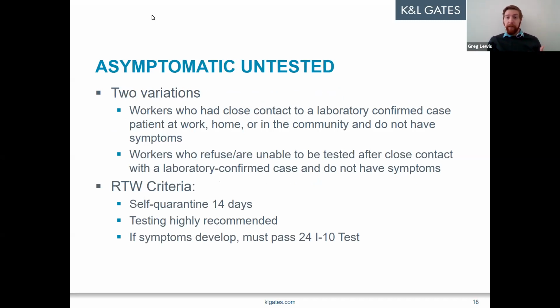Now, for the asymptomatic untested individuals, there are 2 different variations here. First, there are the workers who have close contact to someone who is positive and they don't have symptoms. Or these are workers who just flat out refuse or can't take a test after being a close contact. So for these individuals, you'll see that these are very similar to the asymptomatic negatives. Self-quarantine for 14 days. Want to make sure that there's no incubation, want to make sure that there's no potential spread. Testing is highly recommended because depending on what the test result is, they may have to follow the I-2410 test, or they may be eligible for return to work procedures. So that's why testing is highly recommended for these individuals. If symptoms do develop, as with the symptomatic anybody, 24I10 test is the measure to use. Next slide, please.